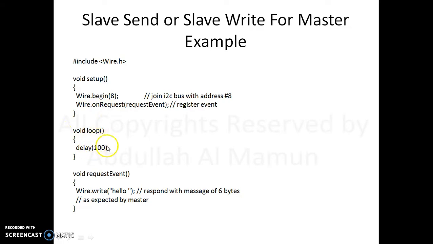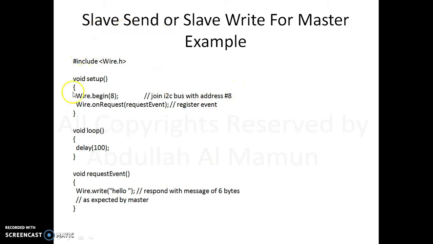You can add your code in the loop. In the function requestEvent, the function which we declared here, you will write the data using the write function, and through this function the data will be sent to the master. So Wire.write hello. This hello will go to the master. That's it. This is a very simple communication system. Hope you will understand how the slave sends the data to the master and how the master reads the data.